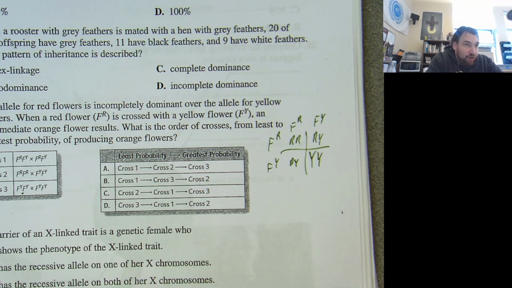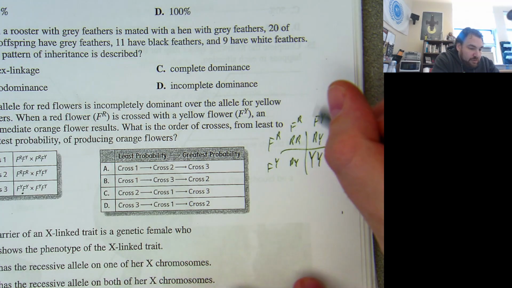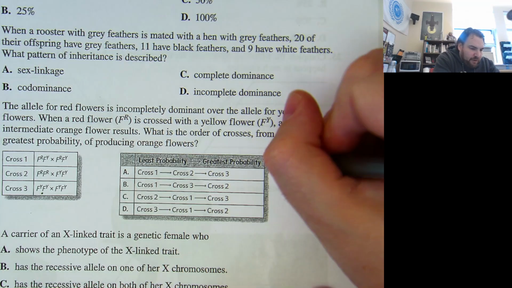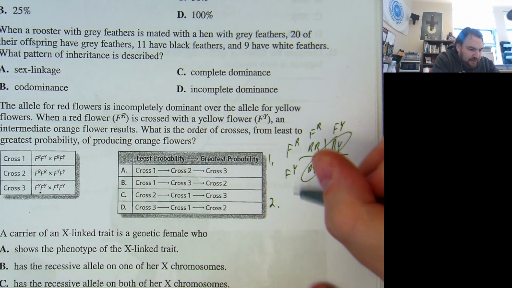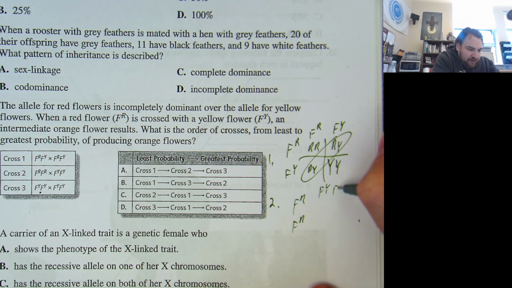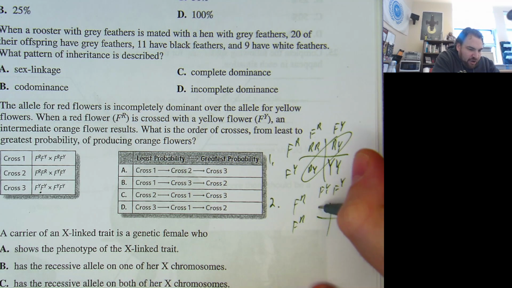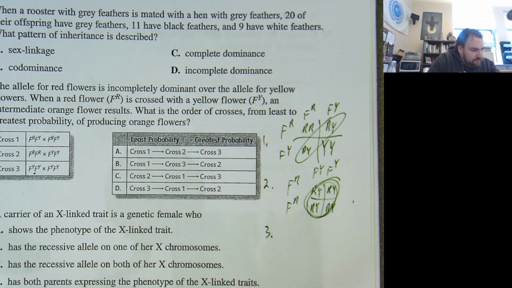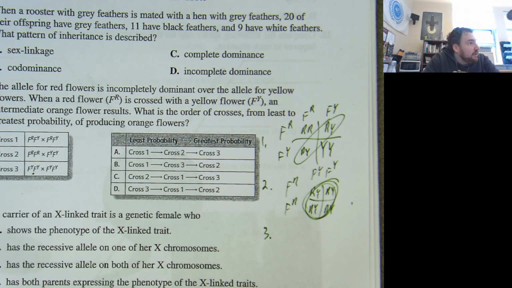So which ones here are orange? Those two. That's cross number 1. Cross number 2 is going to be, yeah, all orange. FR FR, FY FY. There's my cross: RY, RY, RY, RY. All of them are orange. And then the third cross, we don't even have to do it. Yes, Josiah, you're right. FY FY is going to be all yellow.